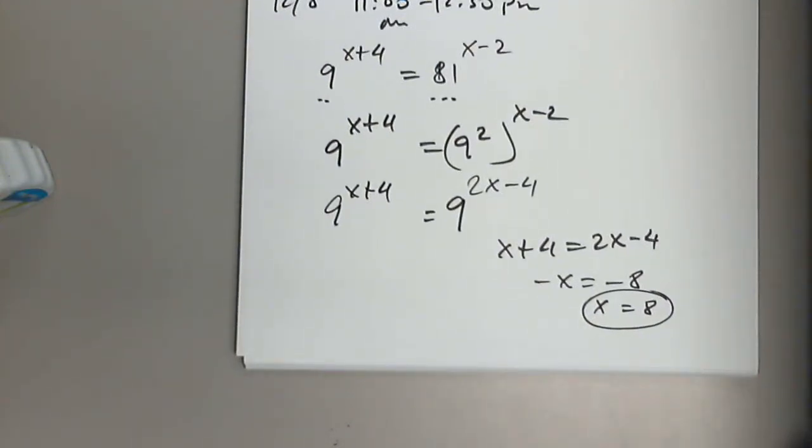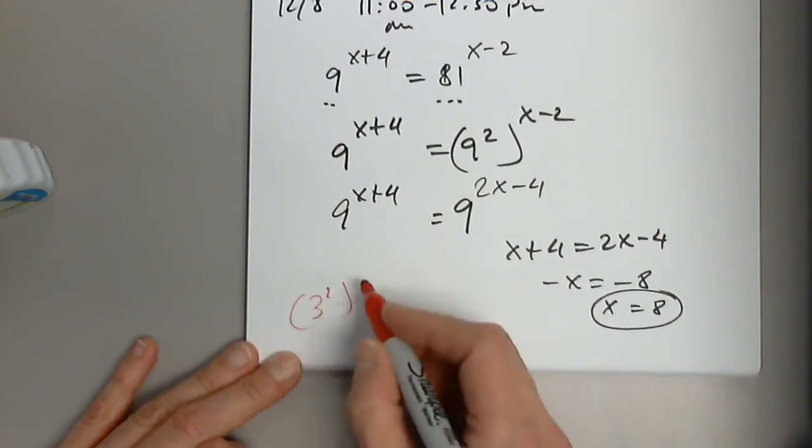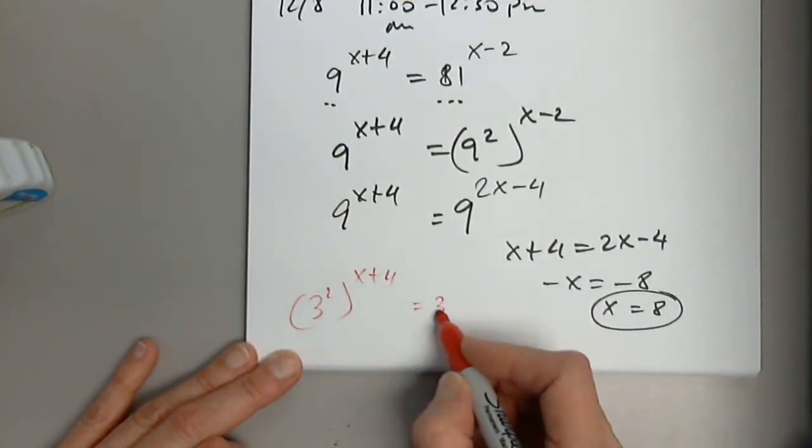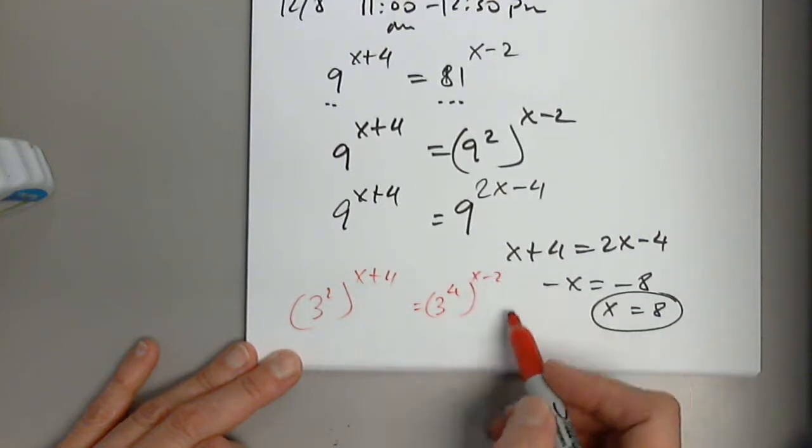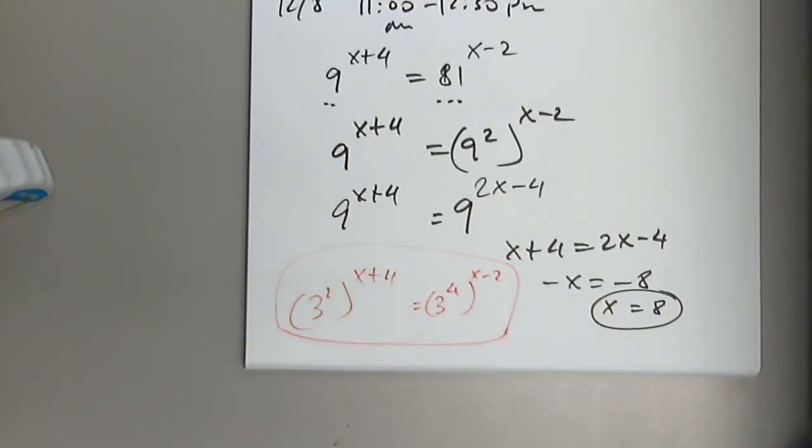I went down to 3. Still got the same number, so you apply log. Yeah, this is what I like. Absolutely. I do 3 squared on this side, x plus 4, and then 3 to the 4th on this side, x minus 2. Yes, this is how I like it, with prime numbers. But it worked with 9, so I said okay.